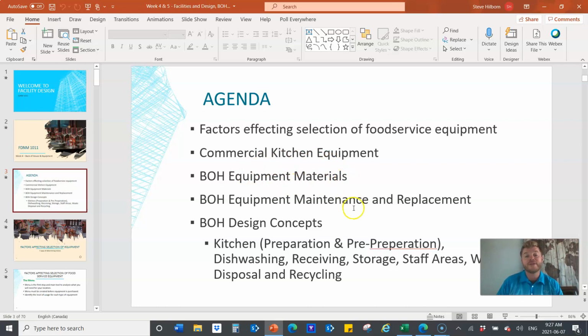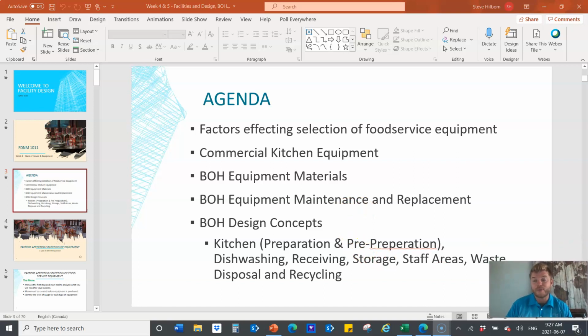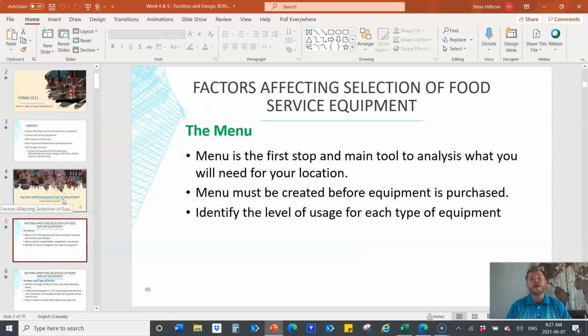We'll also look at some of the materials and the maintenance and replacing, and then some of the basic design concepts that we need to understand as we go through. So, what are these 7 factors that affect food service equipment?